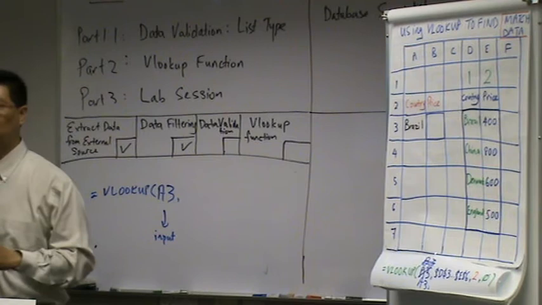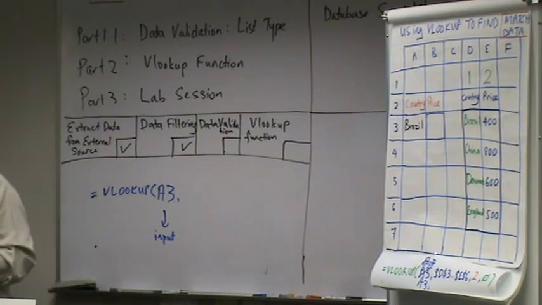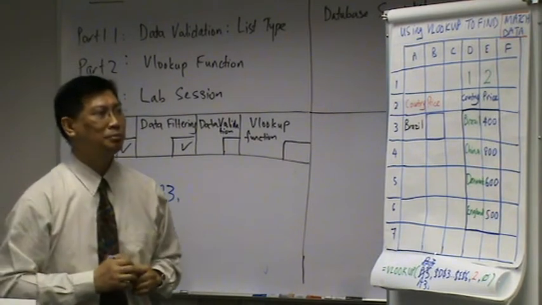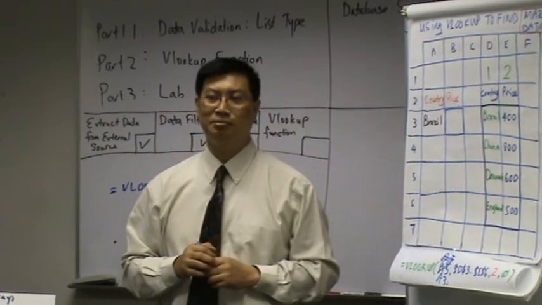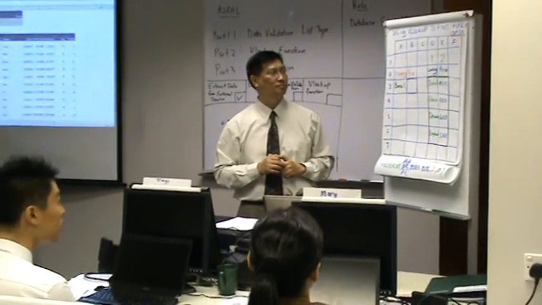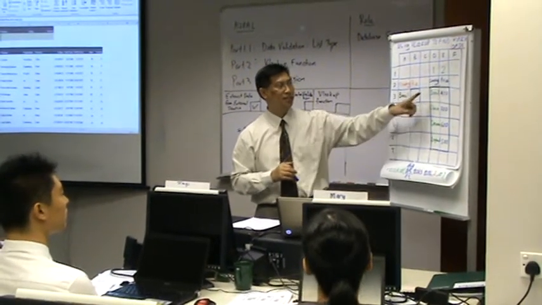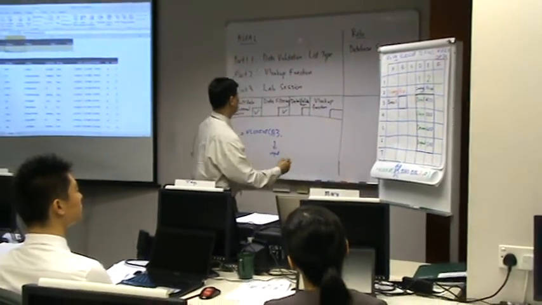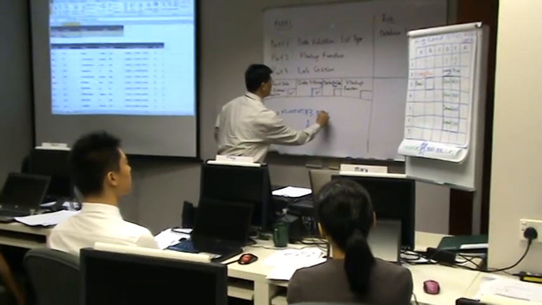Now the next part of the syntax is that you have to make a reference. So Chai, would you like to make a guess? What do you think the reference would be? It will be from D3 to E6. All right, D3 to E6, excellent. So that will be D3 to E6.